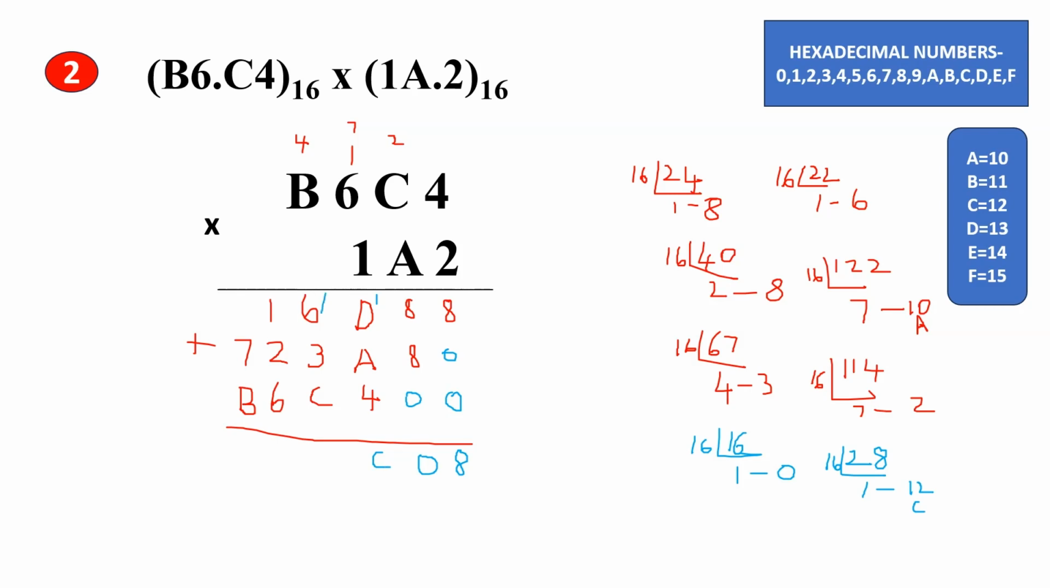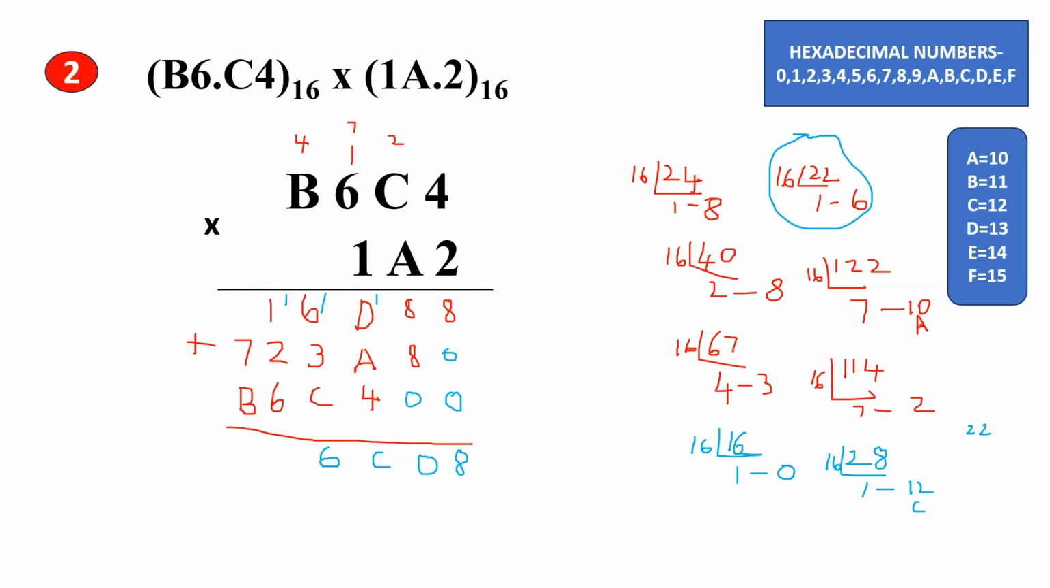Next, add this. 6 plus 3, 9 plus 1, 10. 10 plus C. C is 12. So you get 22. To make 22 hexadecimal, you get 16 plus 6. So the 6 will come here and carry is 1.